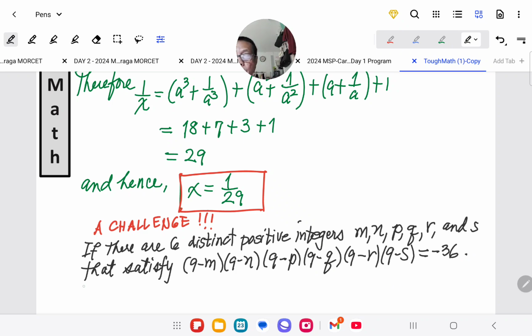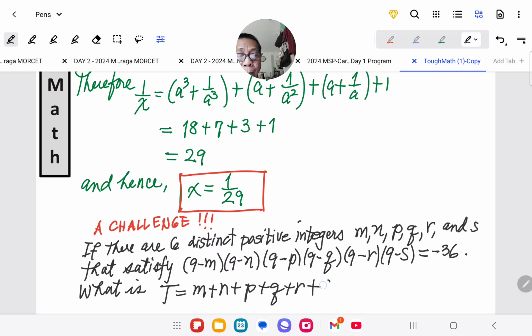The question is, what is T, which is the sum of these 6 distinct positive integers? M plus N plus P plus Q plus R plus S.